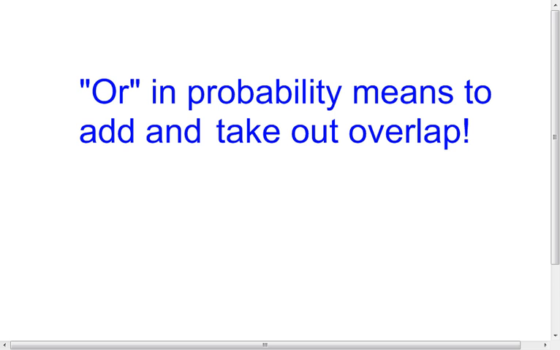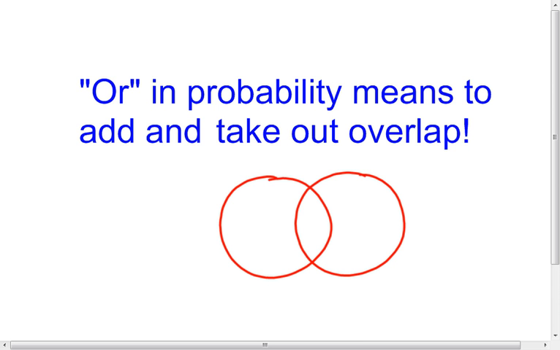First of all, when you see the word "or" in probability, it means to add and to take out the overlap. If you think about a Venn diagram, and this is what a Venn diagram looks like, this is A, and this is B, and you'll see this on the next slide. But that "or" means this could happen or this could happen. Anything in this circle could happen or anything in this circle could happen.